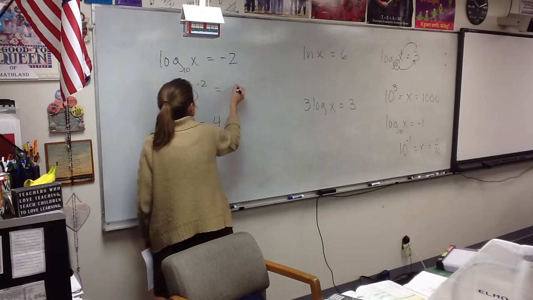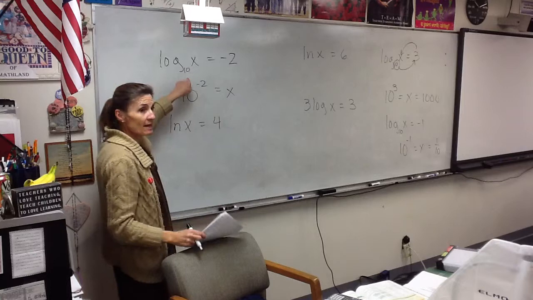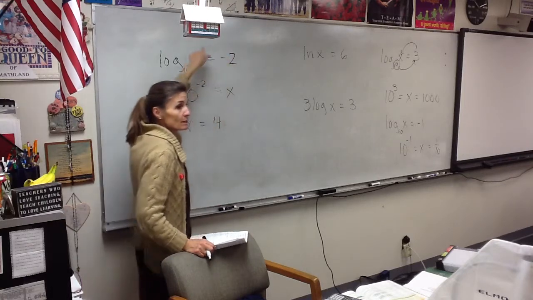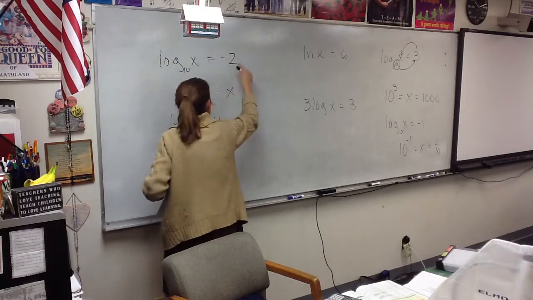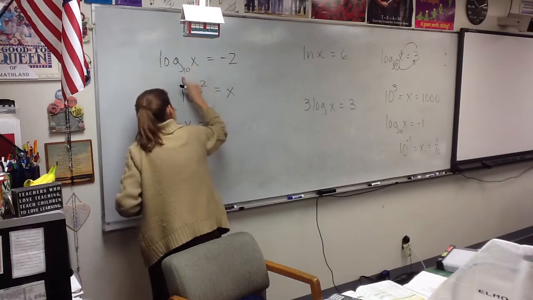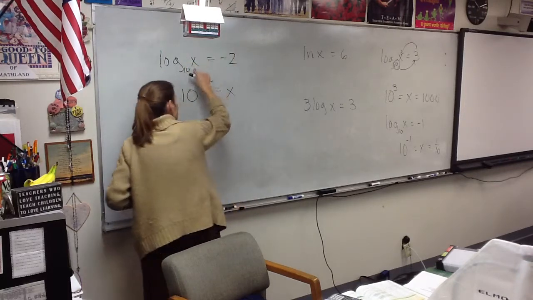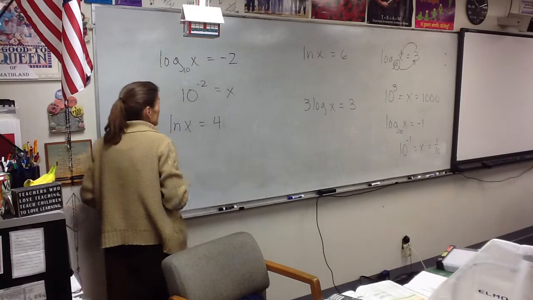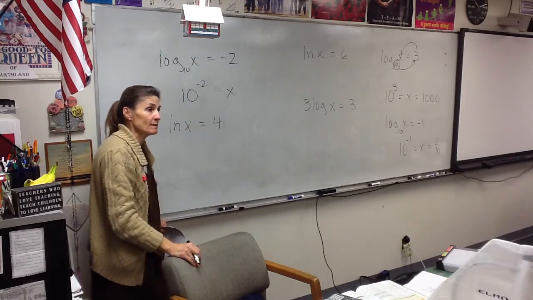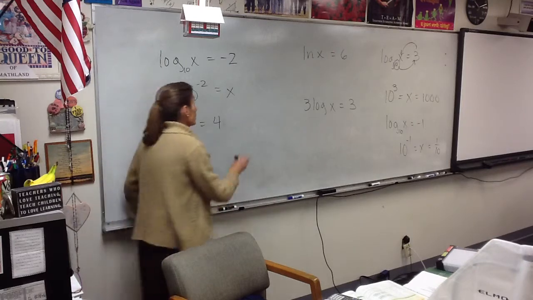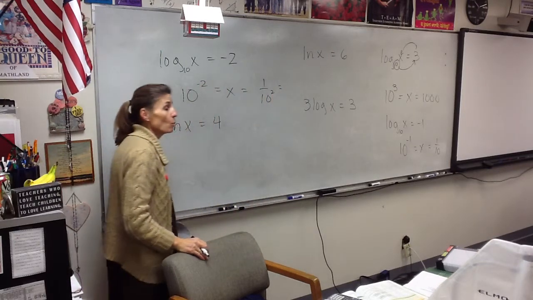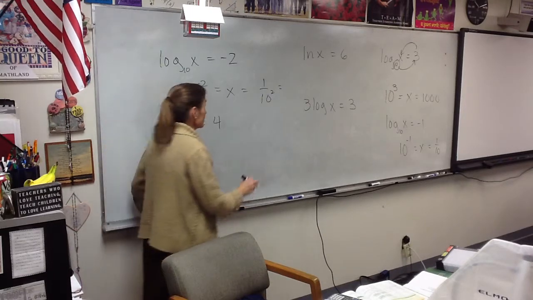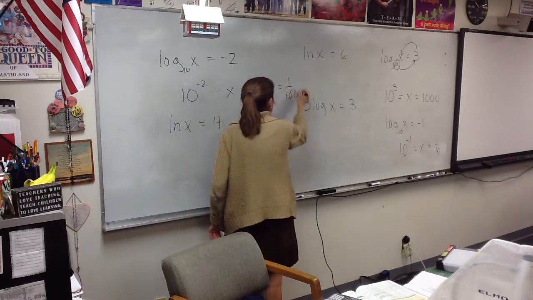10 to the negative 2 equals x. Watch how I write it down, the order I write it down. 10 to the negative 2 equals x. Now what does 10 to the negative 2 mean? 1 over 10 squared. And 1 over 10 squared is 1 over 100. Perfect.